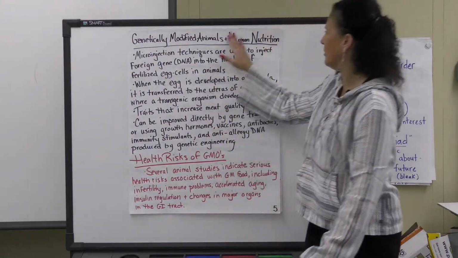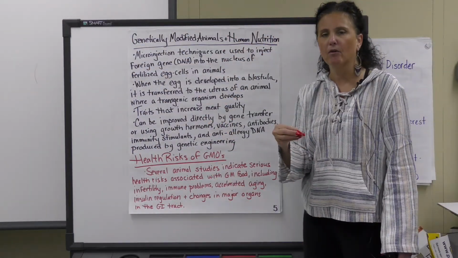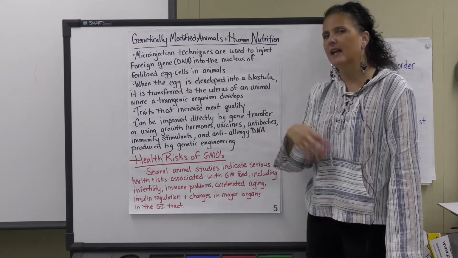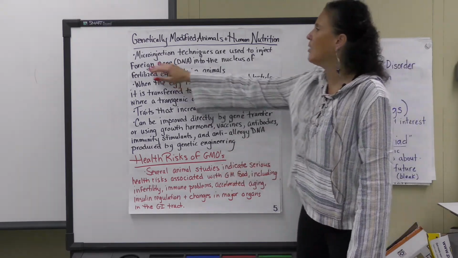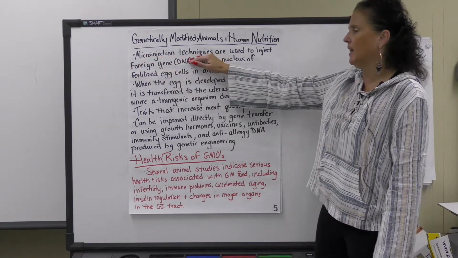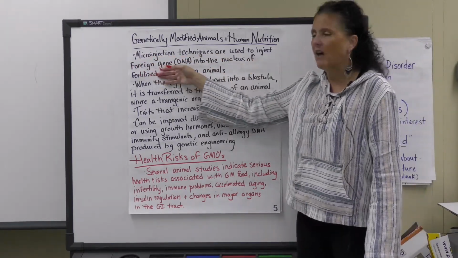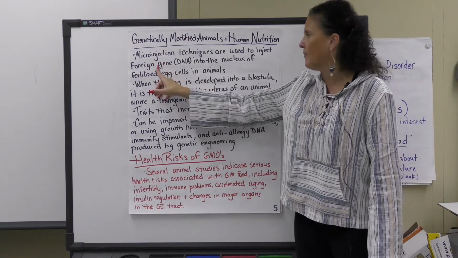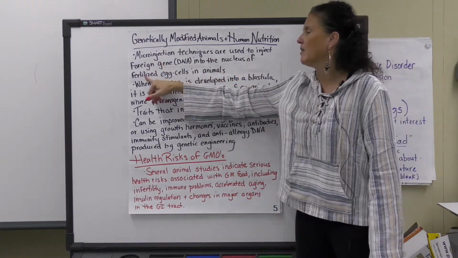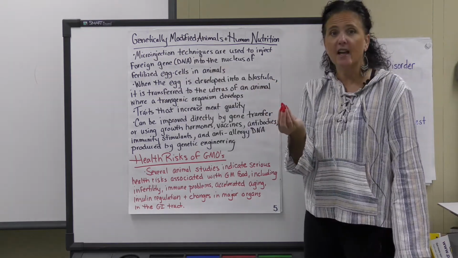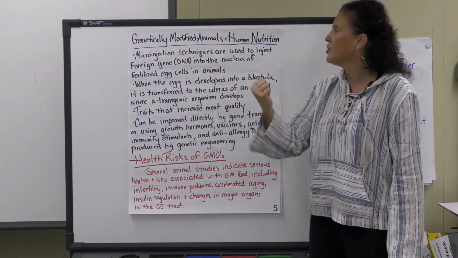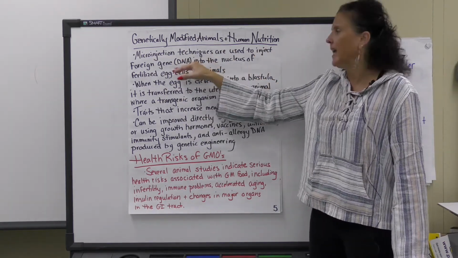Genetically modified animals. I said we were going to talk about both. So first we looked at plants. Let's look at animals. How are animals genetically modified? They use what's called micro-injection techniques, and we inject the DNA from that foreign gene into the nucleus of fertilized egg cells, zygotes, in animals. So you have a fertilized egg, we'll say a cow, and we're injecting it with this foreign DNA.